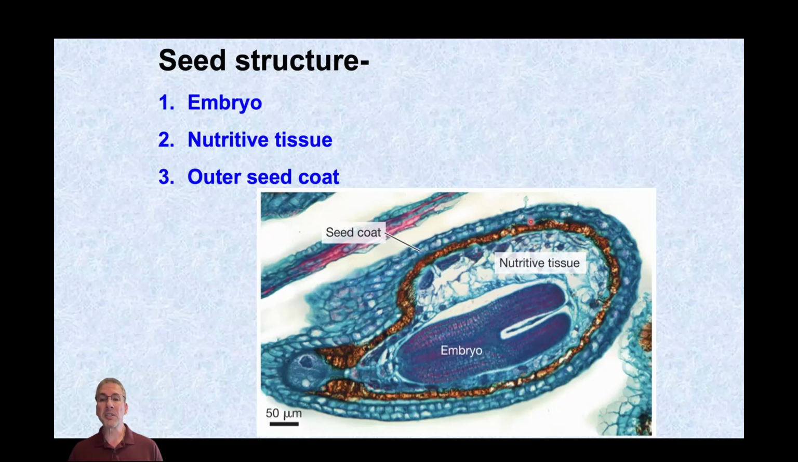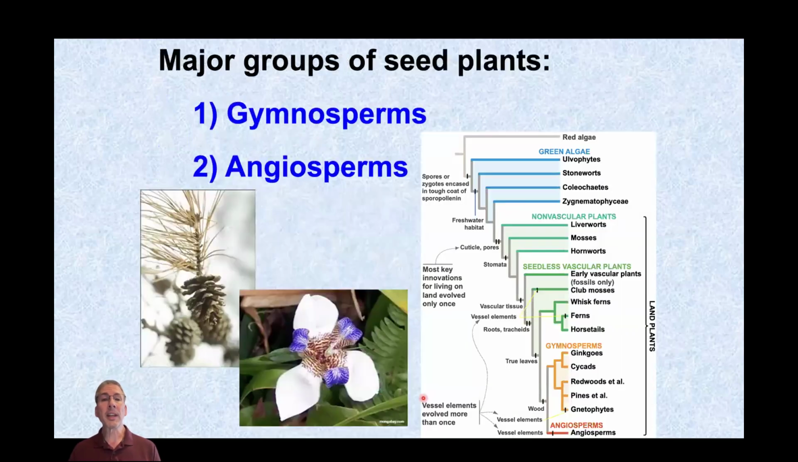And then there's also some protective outer seed coat. And we typically recognize two large groups of seed plants. So gymnosperms, this includes things like pine trees, spruces, firs, and other conifers, and a few other groups as well. But then also angiosperms or flowering plants. So angiosperms produce seeds, but of course they also produce flowers.